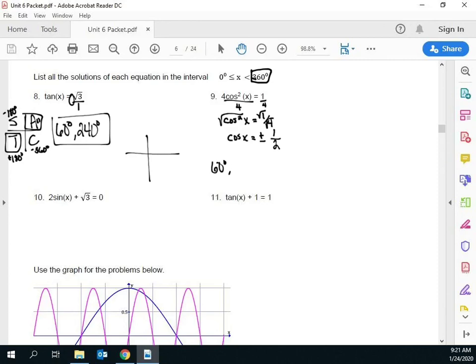And like I told you, it's going to be minus 180, plus 180, minus 360. So what's 180 minus 60? 60 plus 180? And then finally, 360 minus 60.